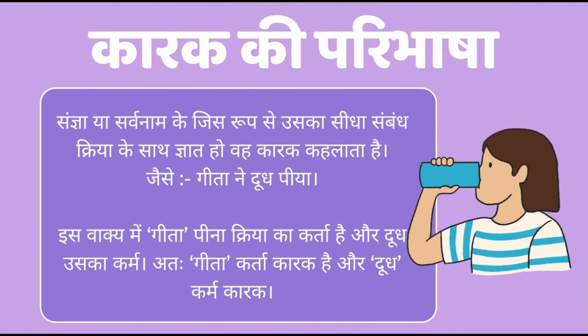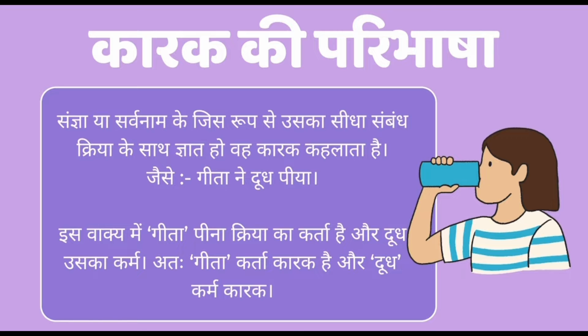Let's see कारक की परिभाषा. Definition of कारक. संज्ञा या सर्वनाम, संज्ञा means noun, सर्वनाम means pronoun के जिस रूप से उसका सीधा संबंध क्रिया के साथ, क्रिया means verb के साथ ज्ञात हो, वो कारक कहलाता है.